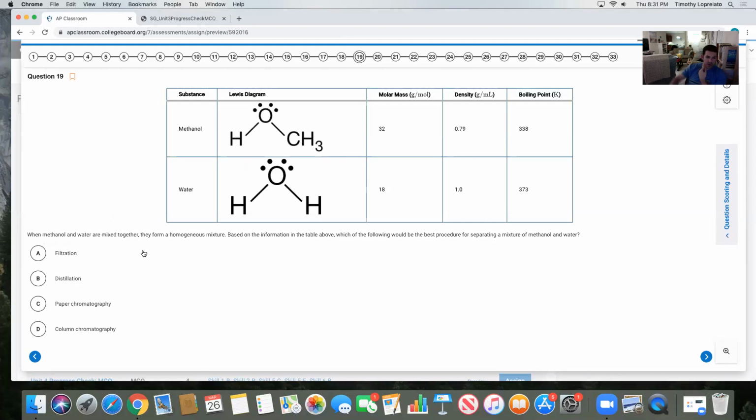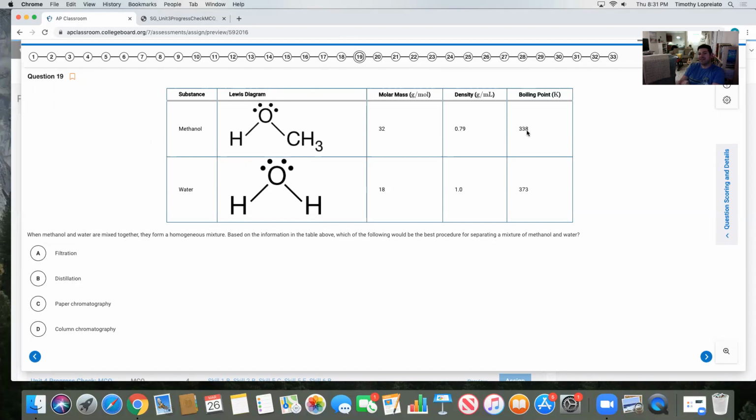When methanol and water are mixed together, they form a homogeneous mixture. Based on the information in the table above, which of the following would be the best procedure for separating a mixture of methanol and water? Homogeneous mixture, they're both liquids. All right, how do we want to separate them? We want to exploit those boiling points.